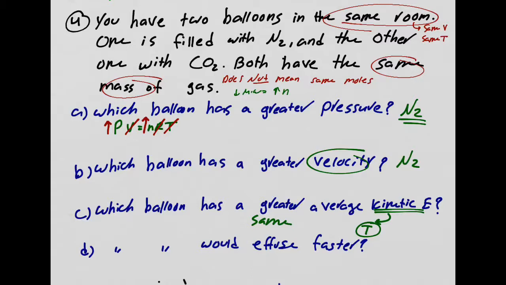Which balloon effused faster? It's the same thing. Diffusion, effusion, velocity. The lighter guy can run around faster. You run around faster, you find a hole faster to get out, right? So the lighter atom will have a faster effusion. Lighter walks around faster and it can find a hole. So far so good. Okay. Are you ready for the next one? Let's do this.